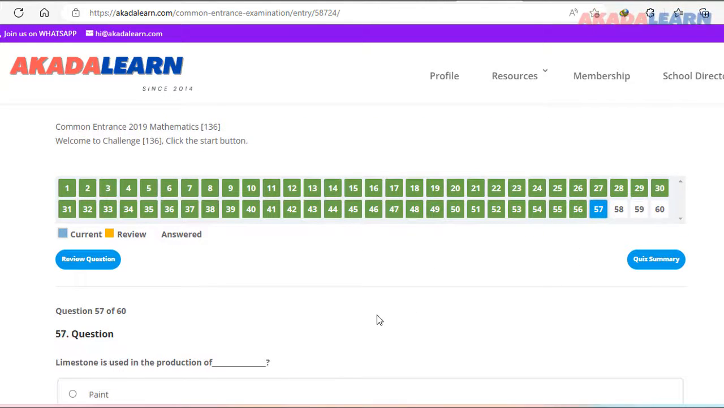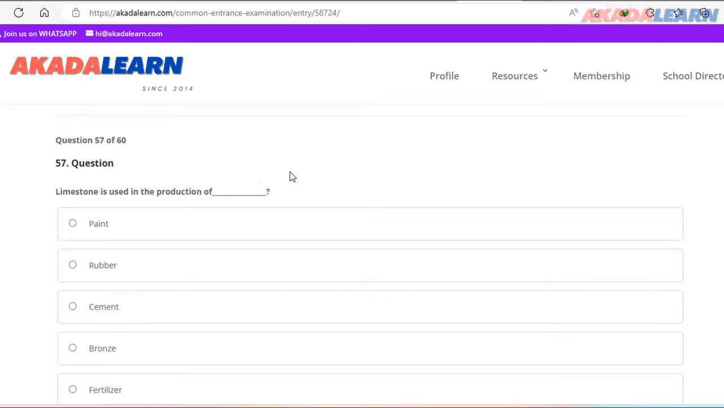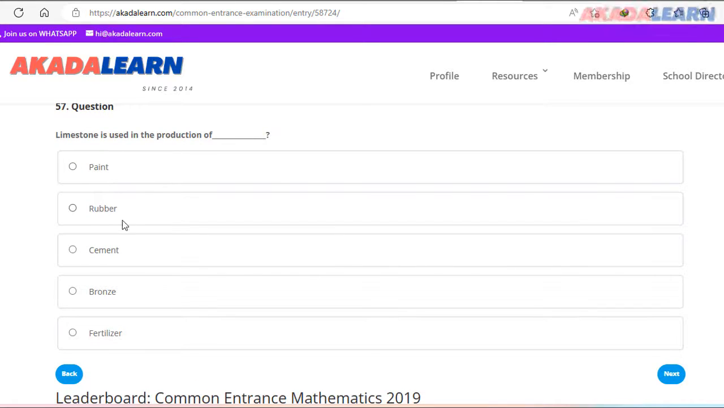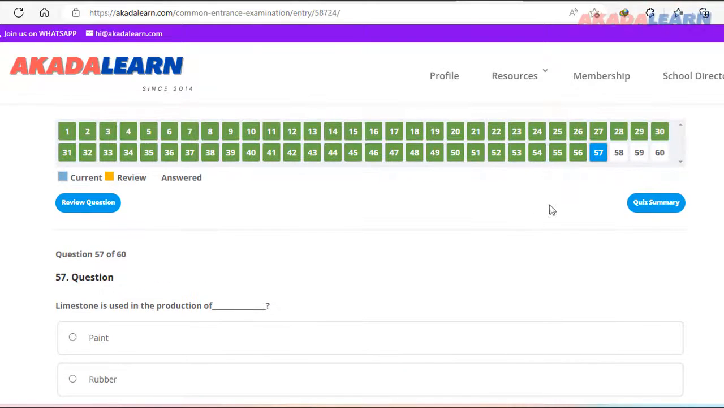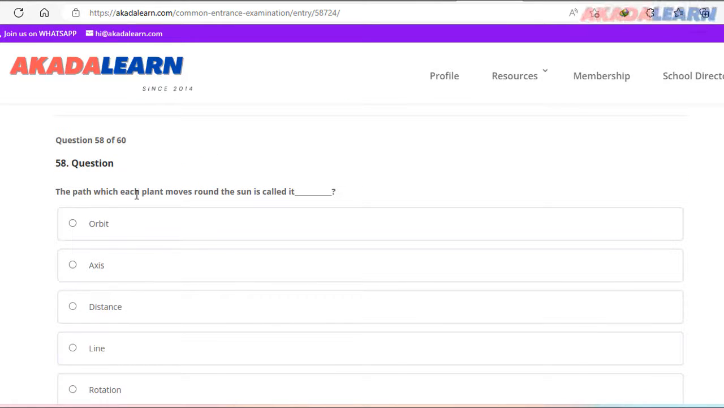So let's go to question 57, and the question is, limestone is used in the production of dash. We can see it there: paint, rubber, cement, bronze, fertilizer. So what is our answer? The answer is cement. So let's go to question 58, and the question is, the path which each planet moves around the sun is called its, is it orbit, axis, distance, line, or rotation? And the answer, of course, is orbit.